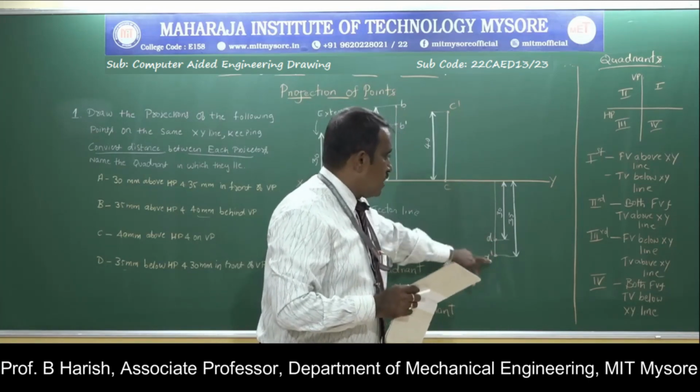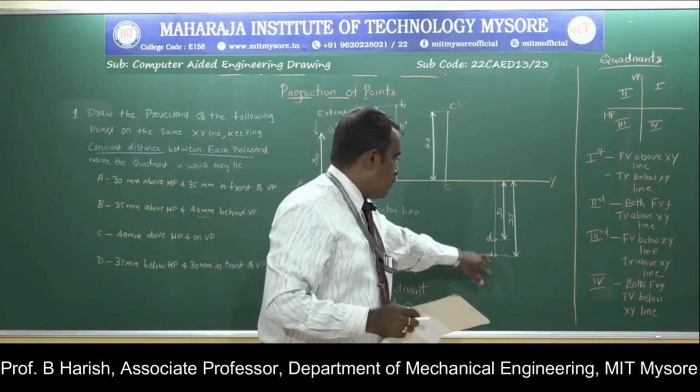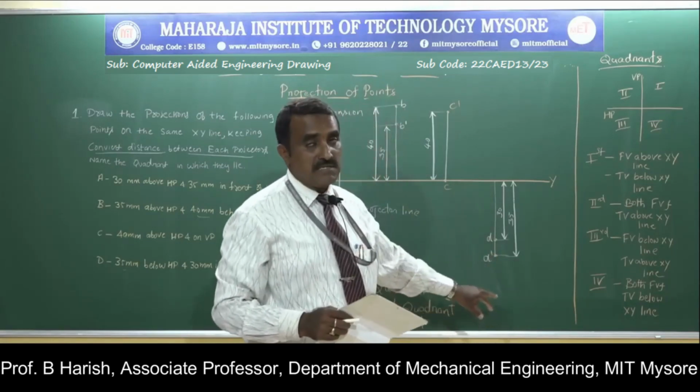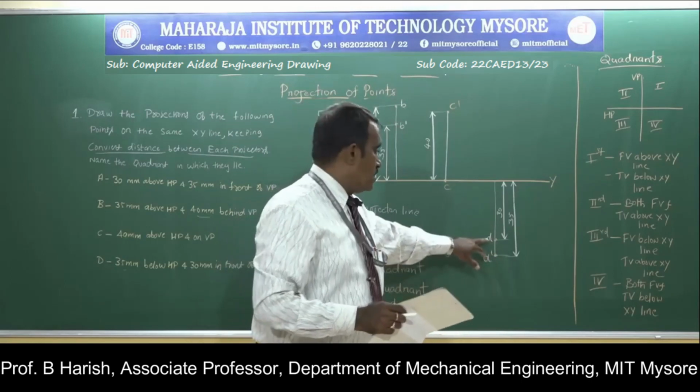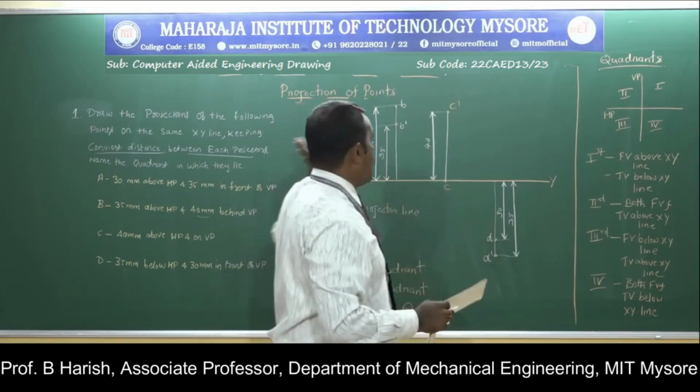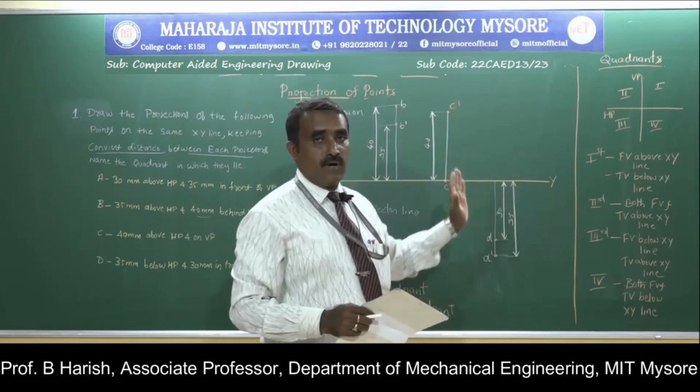So here once again, looking at the quadrant, this will be D dash. The point is given as D dash because it is the front view; this is point D. So this is how we can draw the projections of the given point.